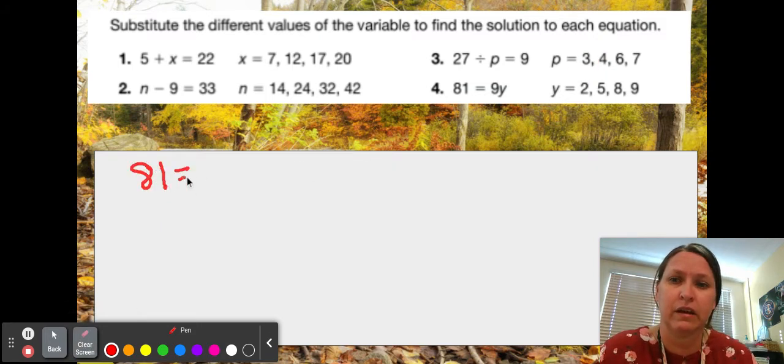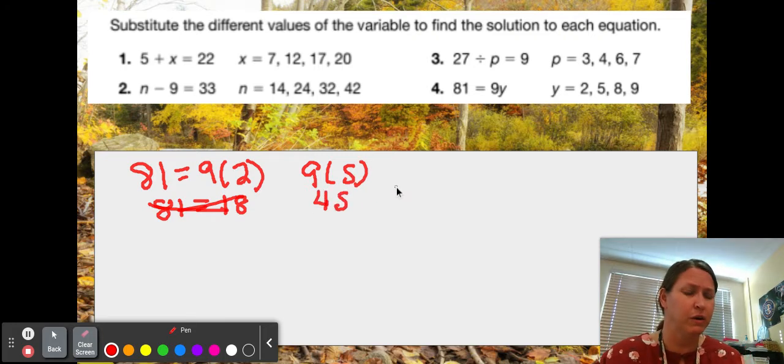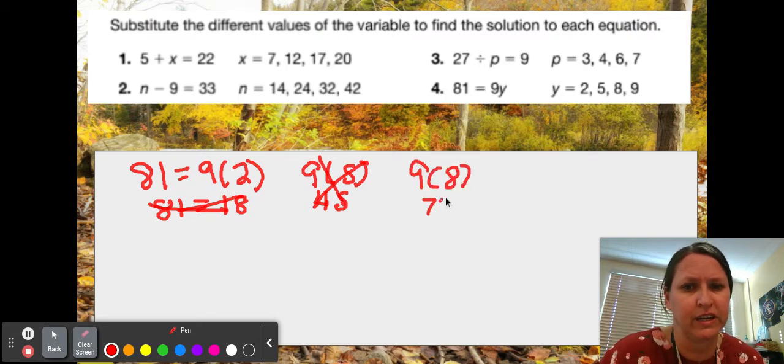81 equals 9 times y. So 9 times 2 would give me 18. 18 does not equal 81. Let's do 9 times 5. 9 times 5 is 45. Does 45 equal 81? No, it does not. Now let's look at 9 times 8. 9 times 8 is 72. Does that equal 81? No.